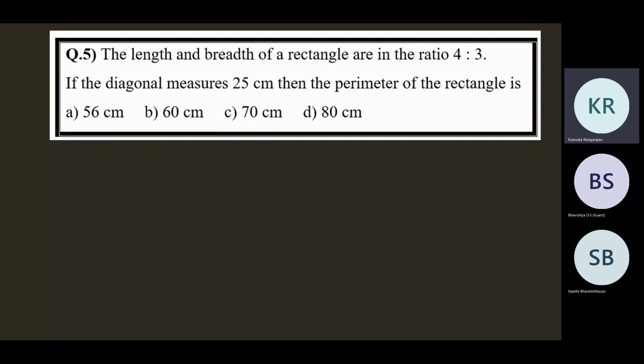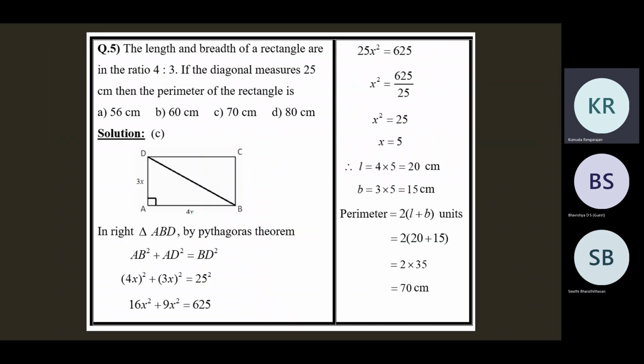What's the perimeter of the rectangle? 70 centimeter, ma'am. 70. What about you, Swati? Okay. So the length and breadth are in the ratio of 4:3. So let the length be 4x and the breadth be 3x. Now we have to find BD using Pythagoras theorem.